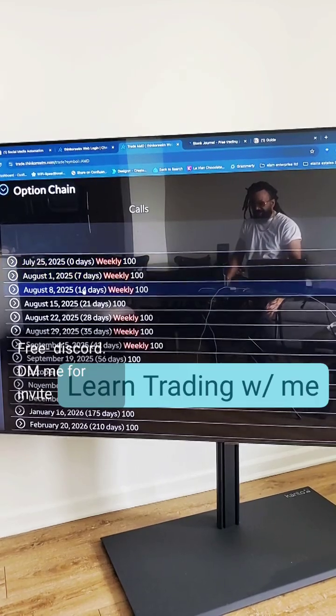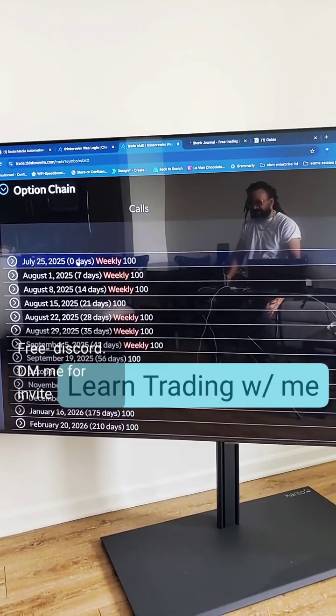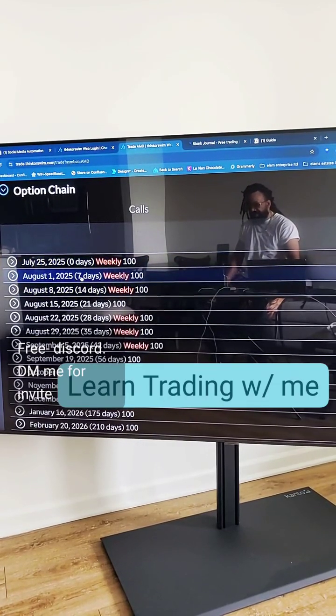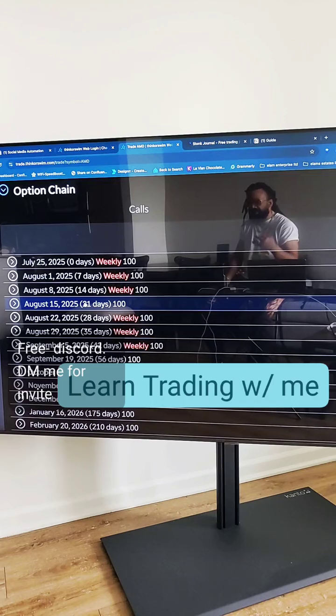So 7 days, 14 days. Stay away from 0 days if you're new and you don't understand how to trade these. 7 days, 14, 21. You can select positions that are 3 months out, 6 months, 9 months, a year, 2 years. It just depends on you, right? So we can focus on these swing trades, but keep in mind the setup has to present itself for the stock of interest. So when it does, then we can enter into those longer term positions and capitalize on the trend.